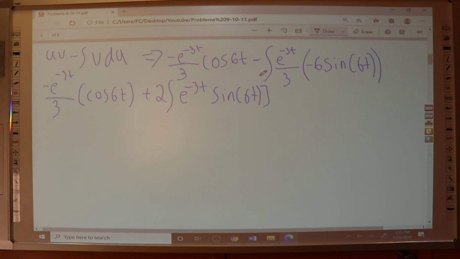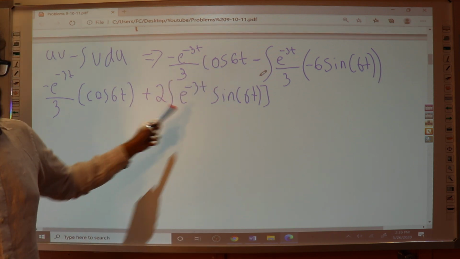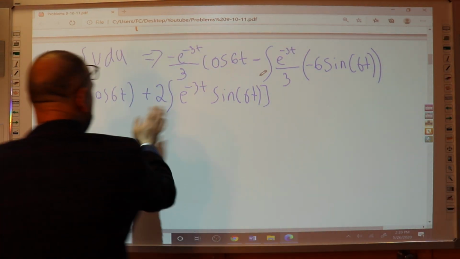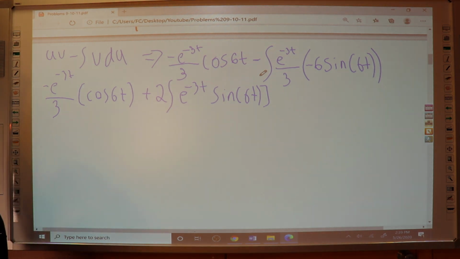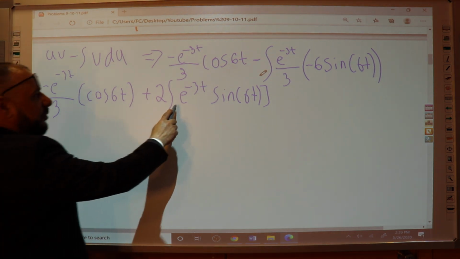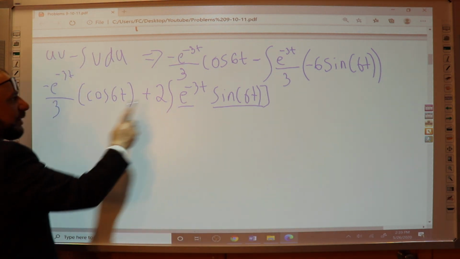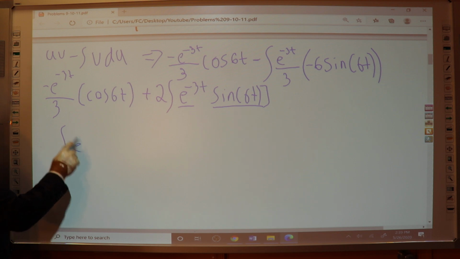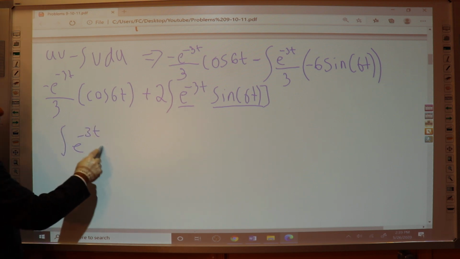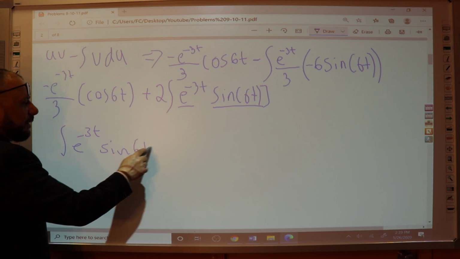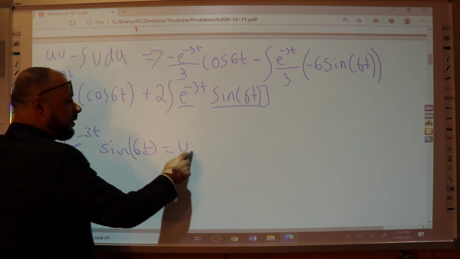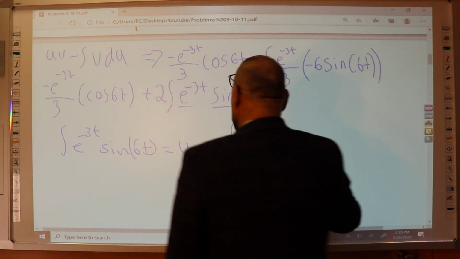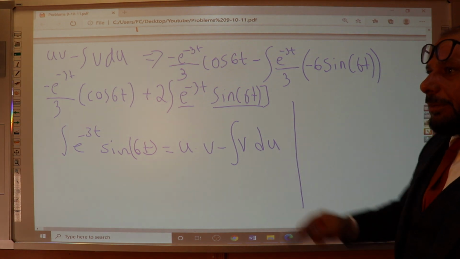Well, now we have another integral we can integrate again over here, right? Okay, now we're going to repeat our steps as we did before. You see this u and v, this new function. I'm talking about e to the negative 3t sine 6t equal to uv minus the integral of v du. On the side, we're going to do it one more time.